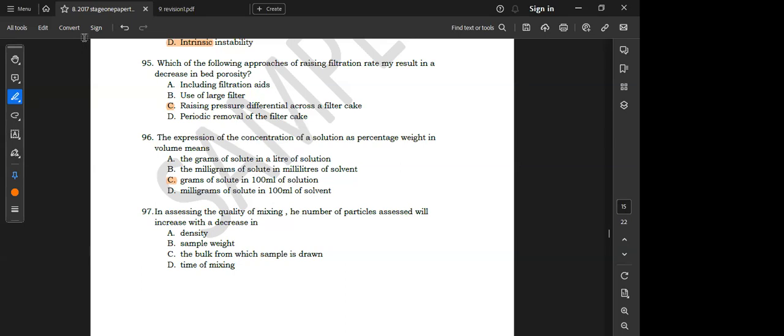I'm thinking C, because the question is asking, removing the first part of the question, the second part is asking, the number of particles assessed will increase with a decrease in what? So why C? There'll be a decrease in the bulk from which the sample is drawn. So if you have, for example, 1 ton of lactose entering the mixer, the number of particles of lactose will increase when the bulk is decreasing, as you draw from the 1 ton of lactose. That's layman's terms, again also guesswork.